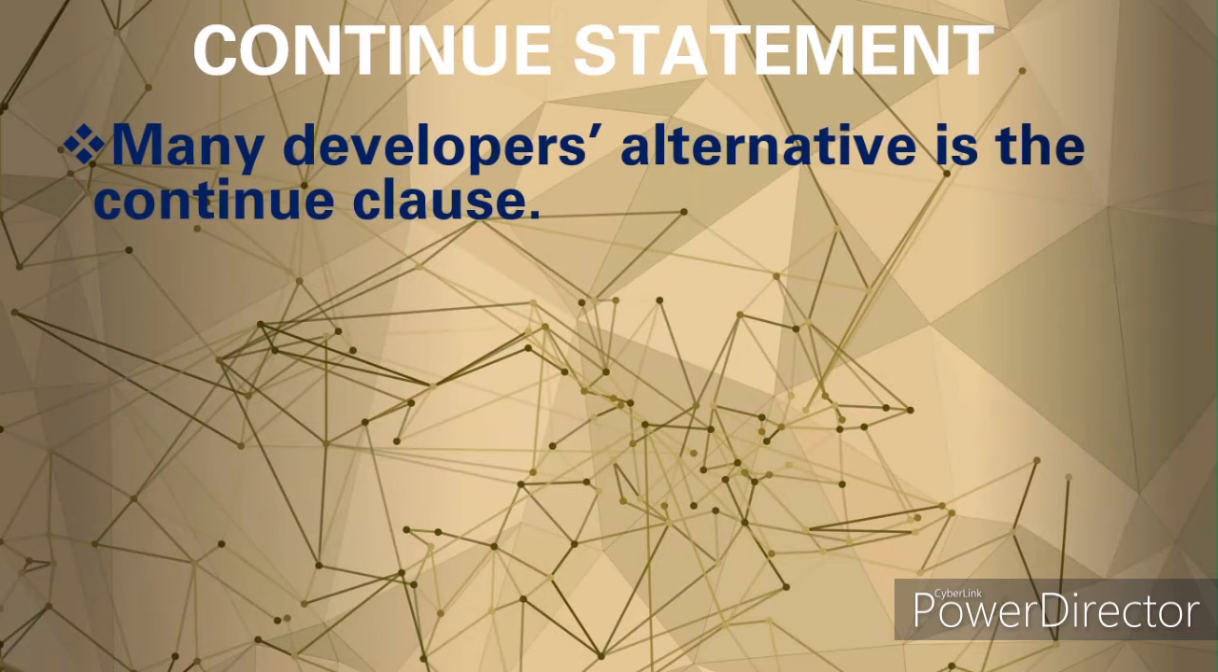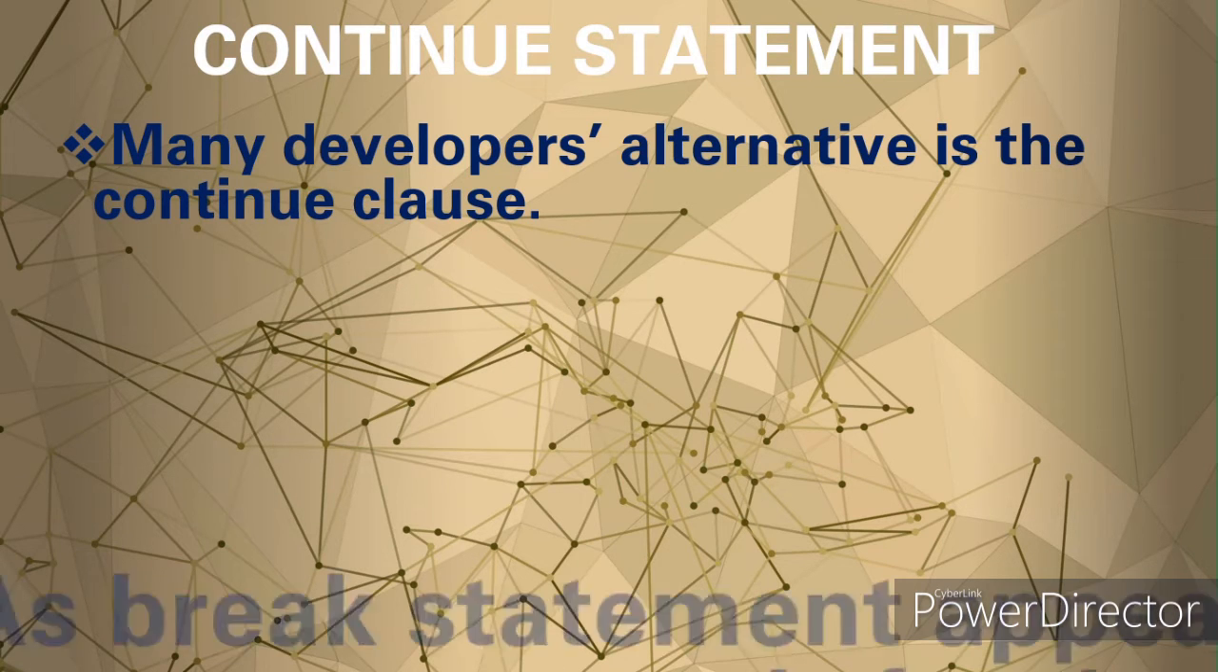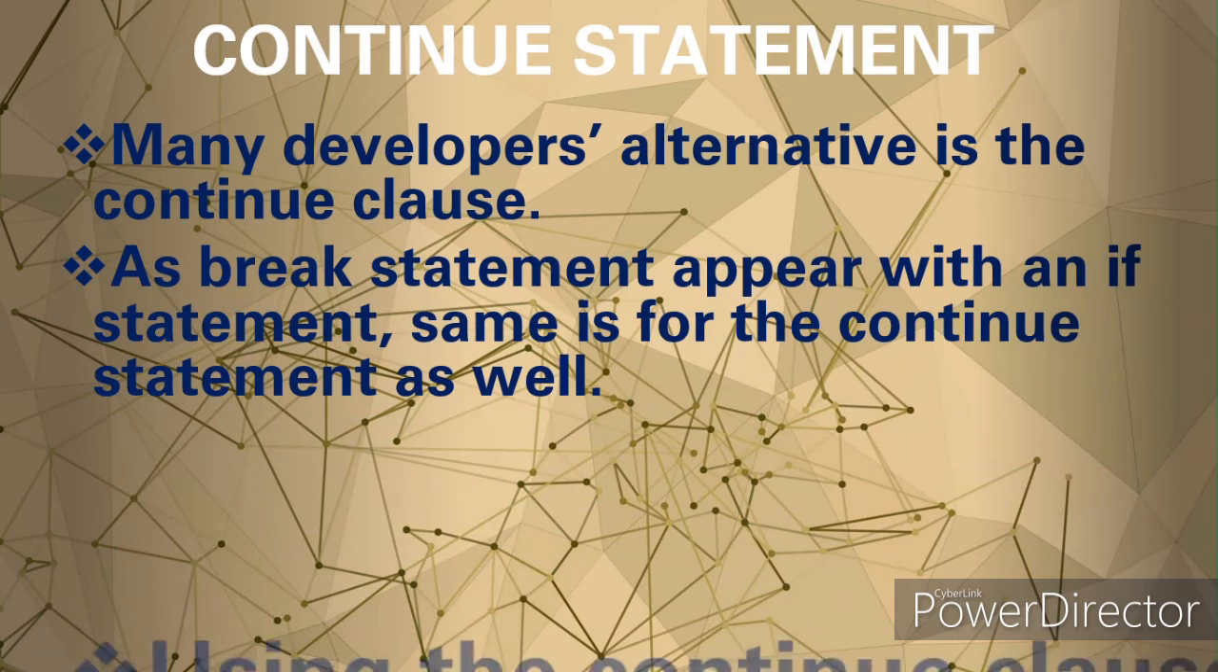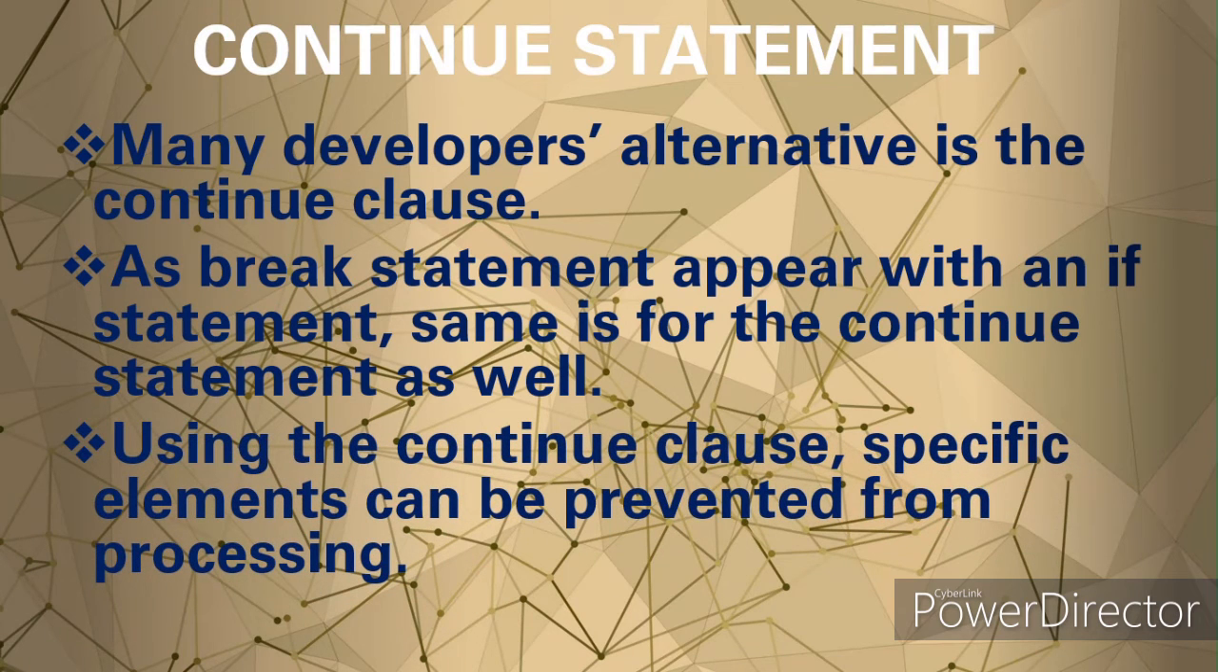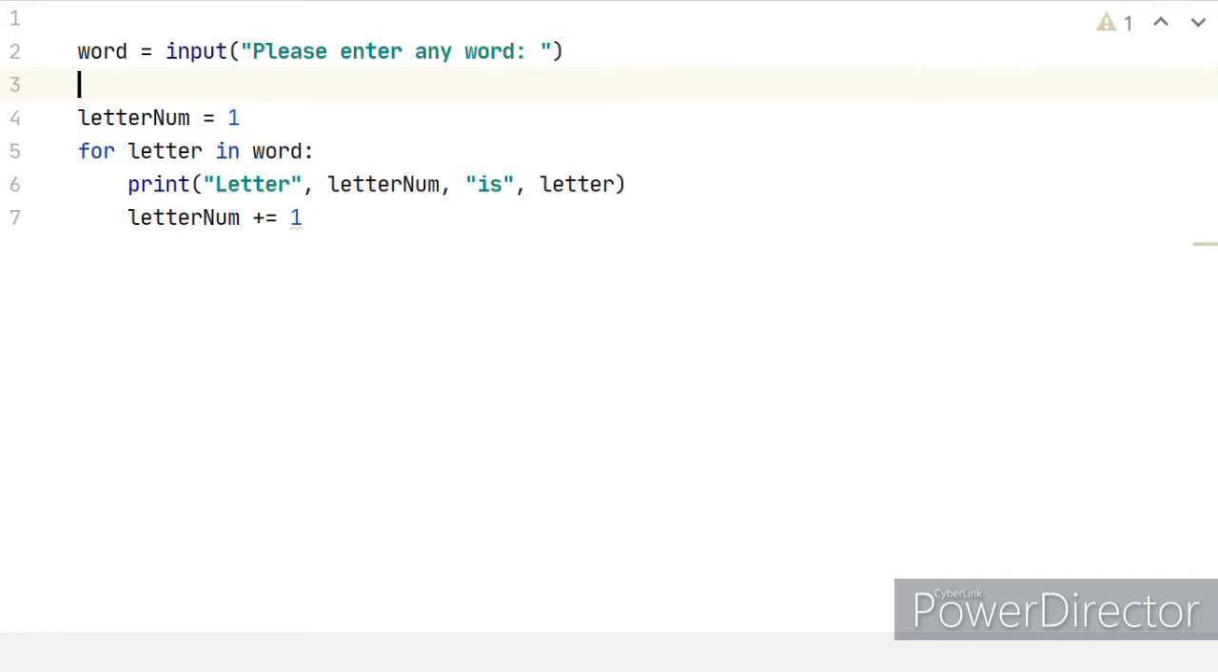The break clause alternative that many developers use is the continue clause. As with the break clause, the continue clause also appears as part of an if statement. Basically, the continue statement can be used when you want to skip something during a loop that is running. Now I will show you how to use the continue clause.